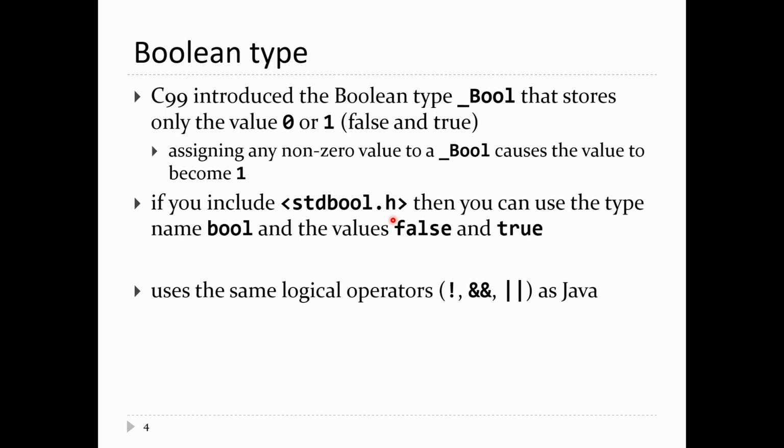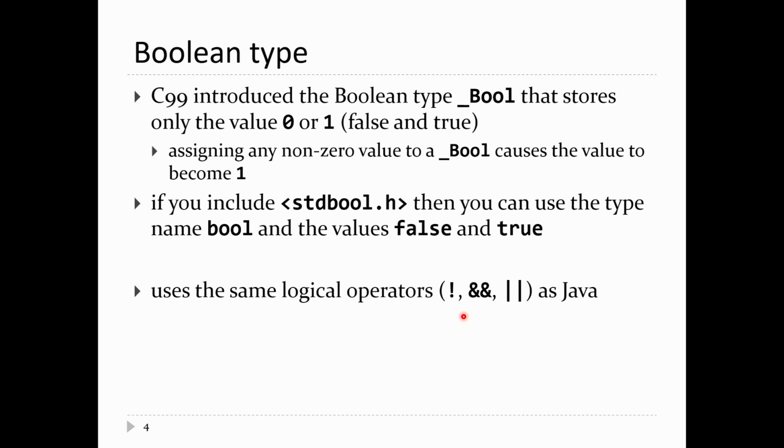Okay. Now if you include the header stdbool in your program, instead of _Bool, you can use little b bool. And then you can use the words true and false. False is just 0. True is just 1. So it doesn't matter whether you use false or true, you can always interchangeably use 0 and 1, or 0 and any non-zero value.